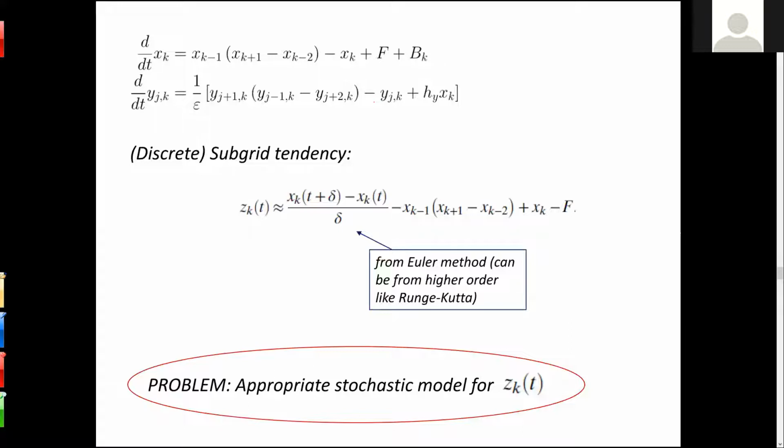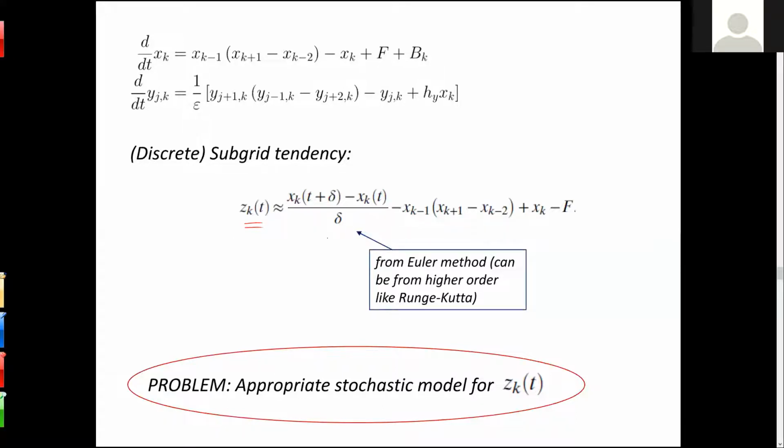So how are data-driven methods done for this system? Usually, first, the system is solved numerically, and then we save the data for BK. Here, I replace BK by ZK, just to differentiate that ZK results from numerical simulation. But ZK actually is an estimate for BK.